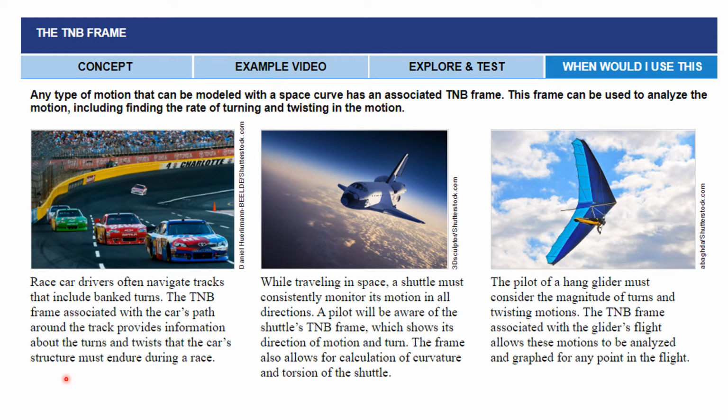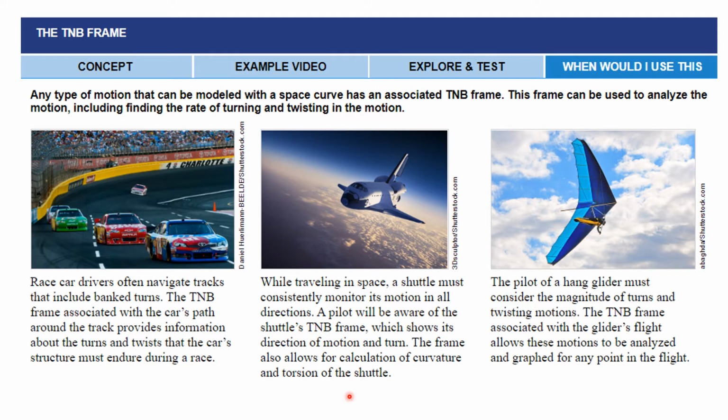So, as examples then, race car drivers often navigate tracks that include banked turns. The TNB frame associated with the car's path around the track provides information about the twists and turns that the car's structure must endure during a race.